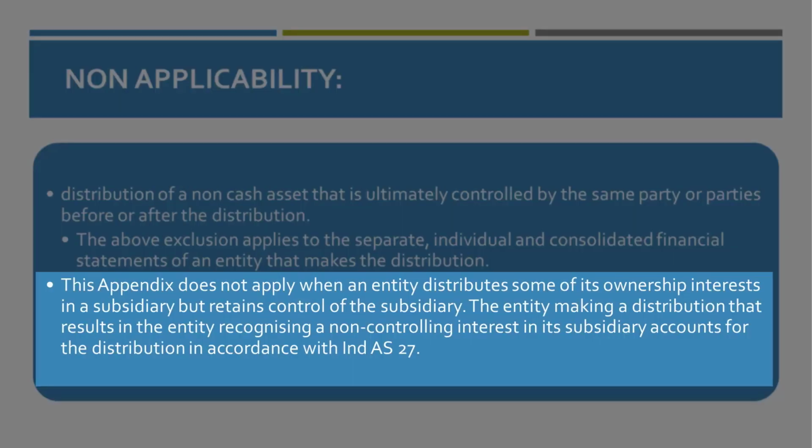This appendix also will not be applicable when an entity distributes some of its ownership interests in a subsidiary but retains control of the subsidiary. Suppose A Limited has 100% equity stake in B Limited, which is a wholly owned subsidiary of A Limited. If it plans to distribute some of its ownership stake to the shareholders of the company without receiving anything in return, but ultimately chooses to retain the control of the subsidiary, then in such cases also this Appendix A should not be applied. An entity making a distribution that results in the entity recognizing a non-controlling interest in its subsidiary should account for the distribution in accordance with IND AS 27.